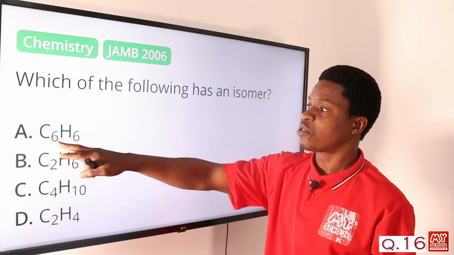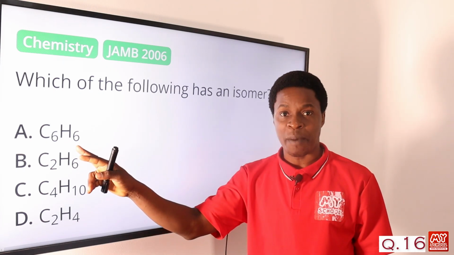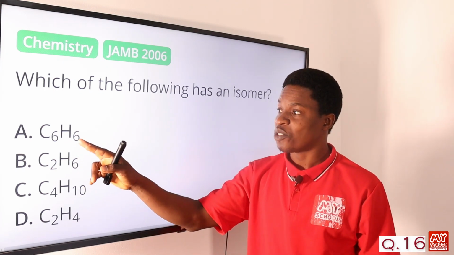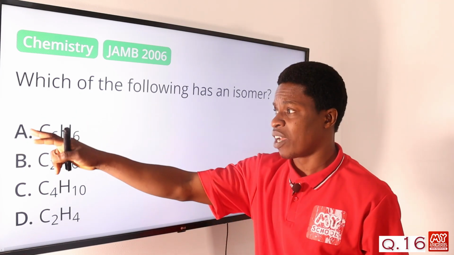Now option A says C6H6, which of course is benzene, and benzene is aromatic, so there's no other compound. You cannot have anything else, because if you have any other thing coming in here, it no longer retains this.